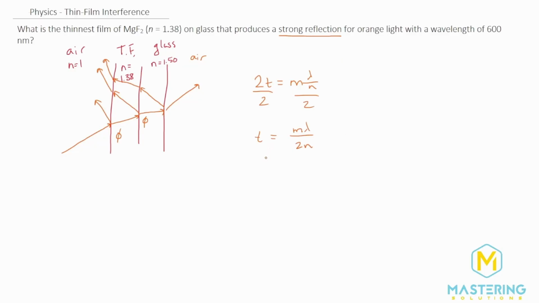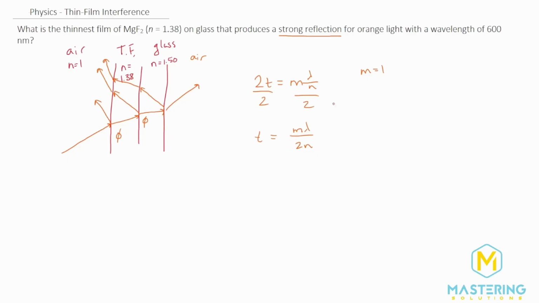Now for the thinnest possible film, we want to use m equals 1 because if we were to use m of 0, that would give us a thickness of 0, and obviously we can't have a thickness of 0. So for this constructive interference, we have to have an m of at least 1.